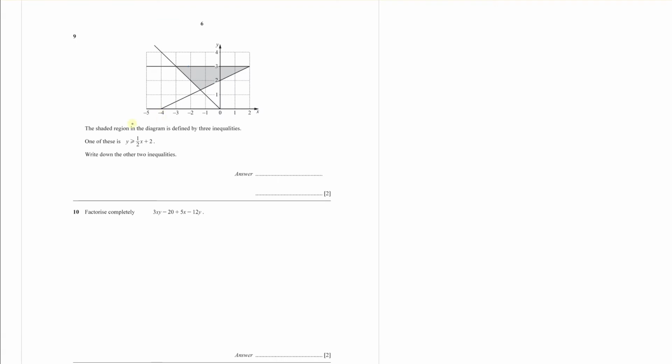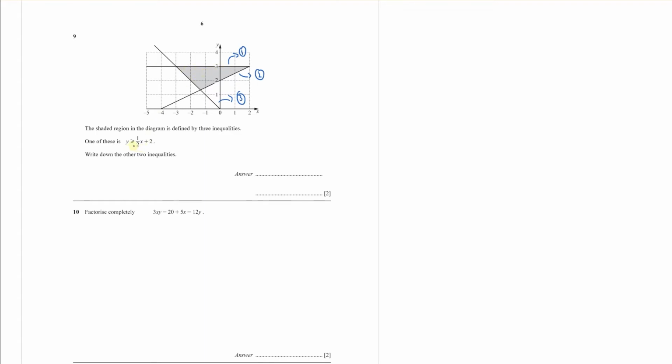Question number 9. The shaded region in the diagram is defined by three inequalities, which are the equations of these three lines. Let me number them. This one is 1, line number 2, line number 3. So one of these is this. Write down the other two inequalities. So line number 2 has a positive gradient, line 3 has a negative gradient, and line number 1 has gradient 0 because it's completely horizontal.